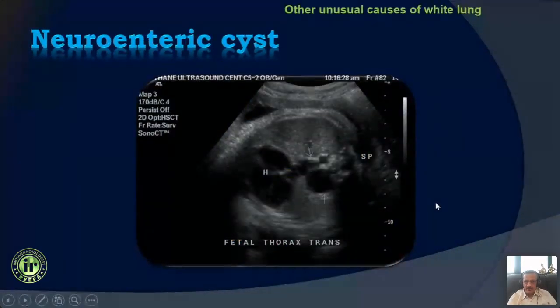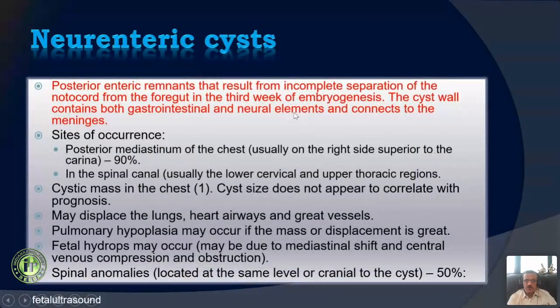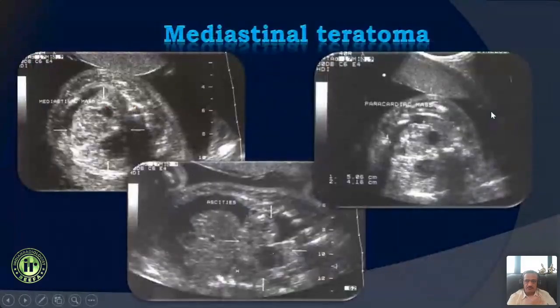Then we can have neuroenteric cysts. These are typically in the mediastinum, posterior mediastinum, and very often they are very close to the spine, of course, and you can have associated abnormalities of the spine as well. So neuroenteric cysts as compared to bronchogenic cysts are because of incomplete separation of the notochord from foregut. The cysts contain both the gastrointestinal and the neural elements, and there is a connection with the meninges as well.